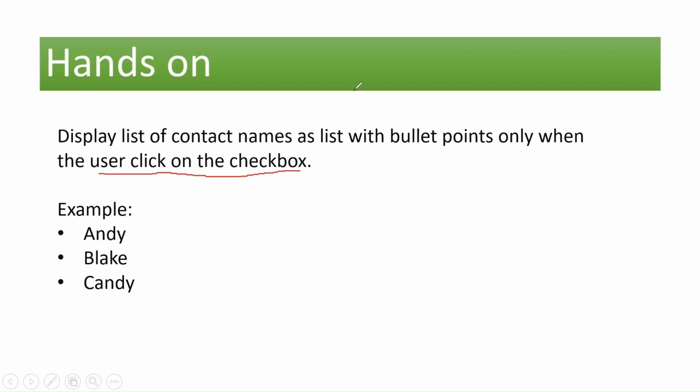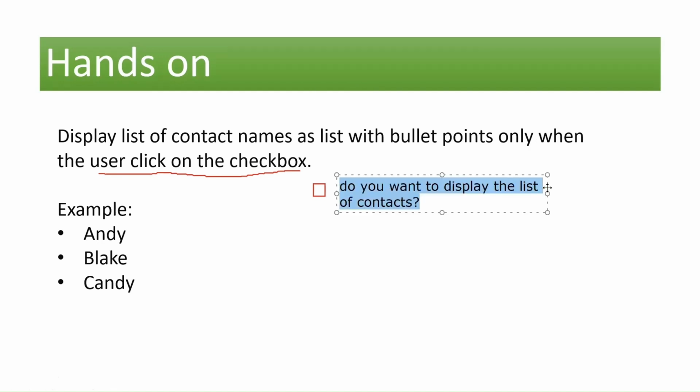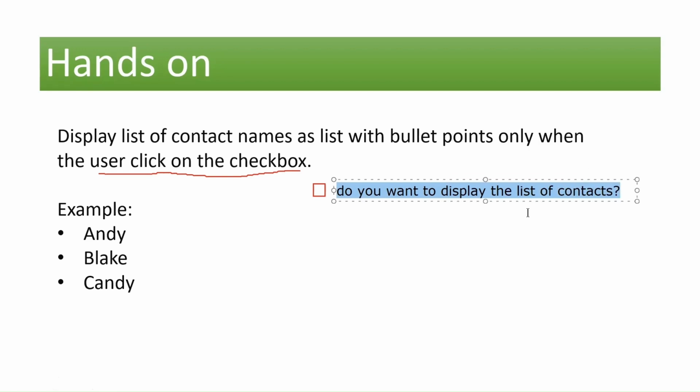If you ask me how this would look, I would be exposing a checkbox which says, do you want to display the list of contacts? That is the question I would ask. Depending on what exactly the user interacts with on the screen, I need to display this list once this checkbox is checked.